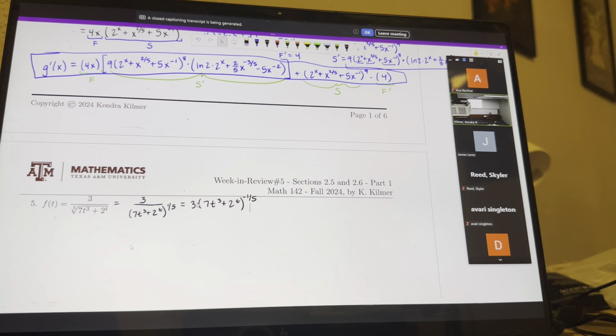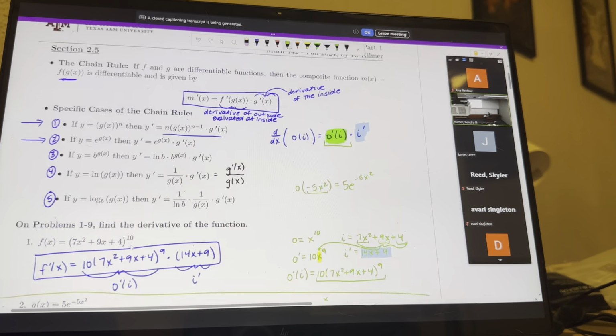All right, so hopefully we all recognize that 7t cubed plus 2 to the t, all raised to the negative 1/5, is a composite function. Last week, I would have asked you to find the derivative of t to the negative 1/5. Now I'm asking you to find the derivative of this function of t to the negative 1/5. And so we would need to use the chain rule.